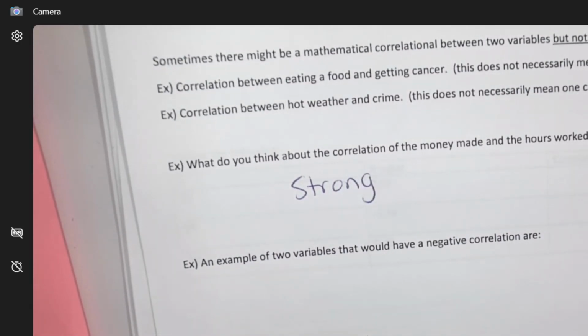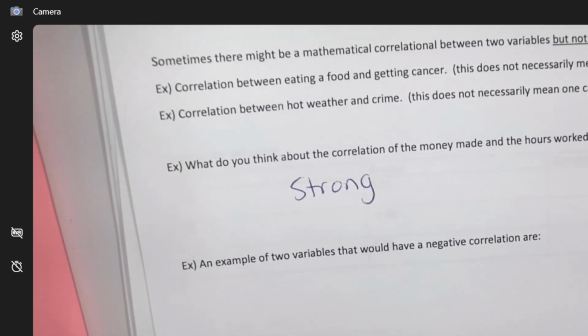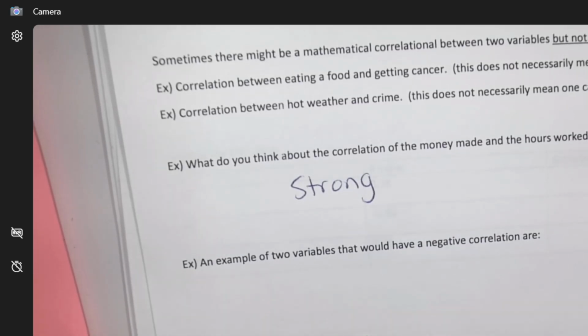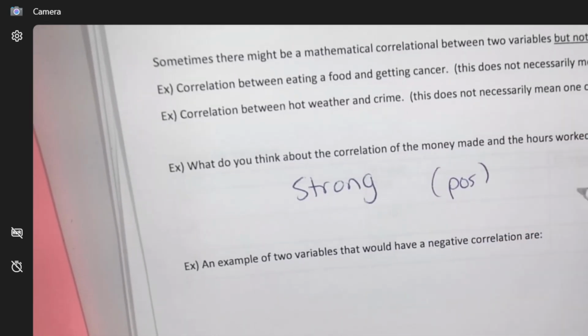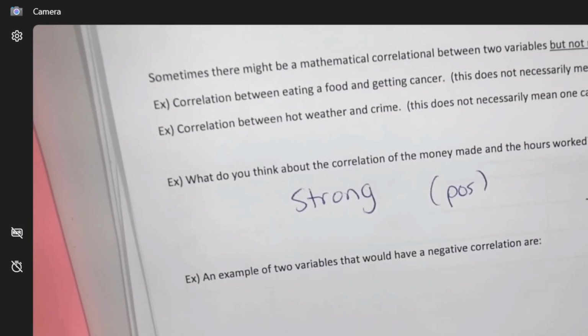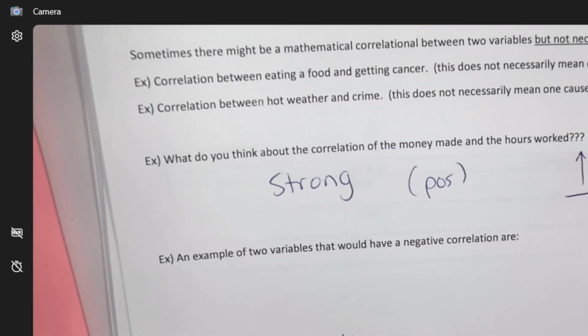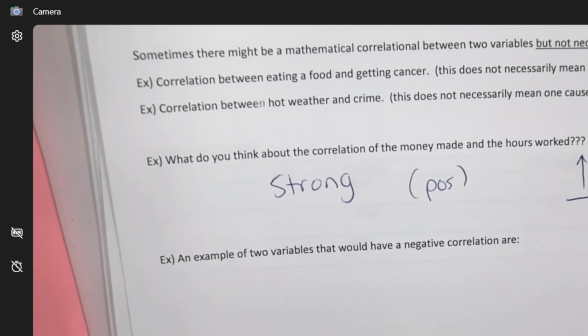Would you say that's a positive correlation or a negative correlation? So positive means if one goes up, the other one goes up. Negative would be if one goes up, the other one goes down. It would be a positive. So more than likely, the more hours you work, the more money you would make, right? That would go up, up.